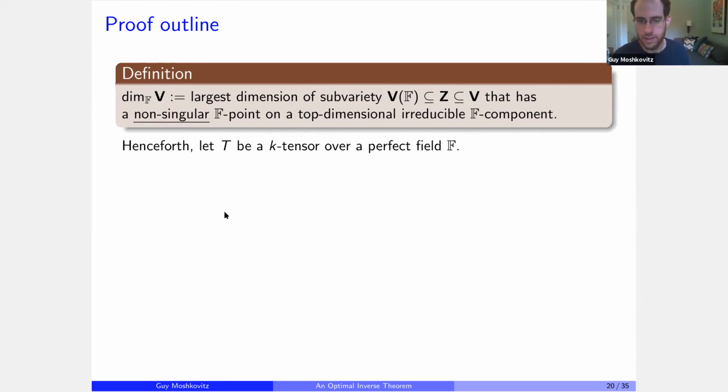So here are the two statements that underlie the first part of the proof and the second part of the proof. And for the rest of the slide, T is a k-tensor over a perfect field.